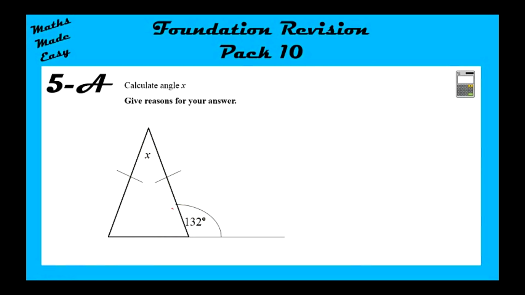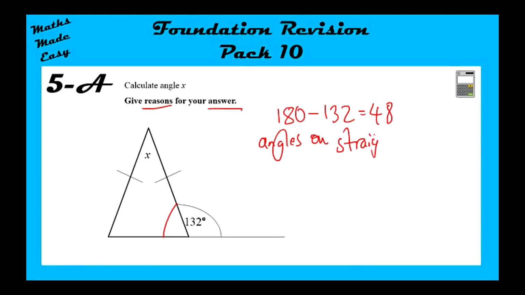Question 5a. We need to find this angle here, x. So the first thing I would do is work out this angle here by using the fact that these two are on a straight line. So 180 subtract 132 equals 48. Now notice it said give reasons for your answers. So that equals 48 degrees, and the reason was angles on a straight line add to 180 degrees. So that's reason number 1, and that gave us this as 48.